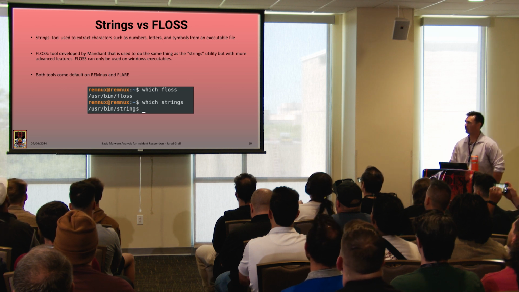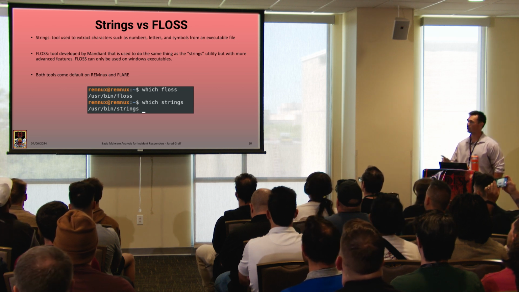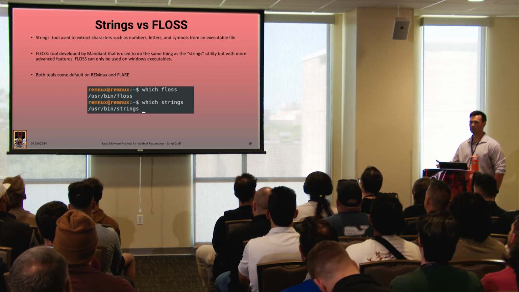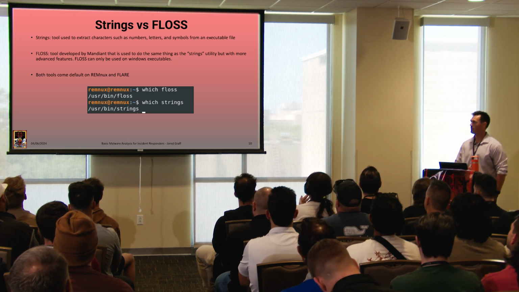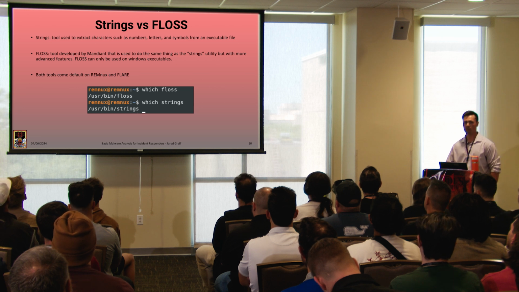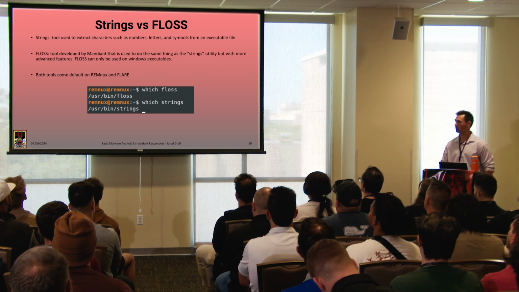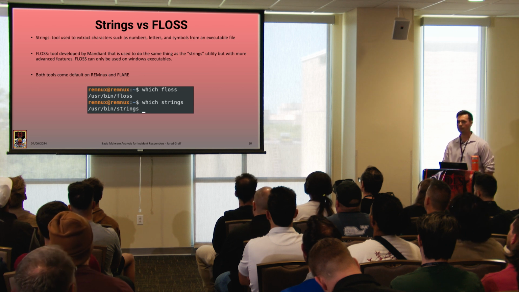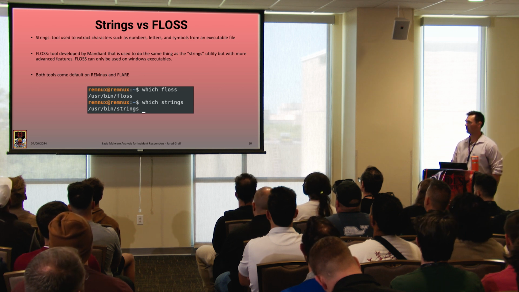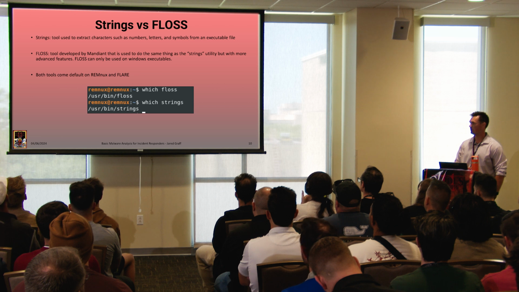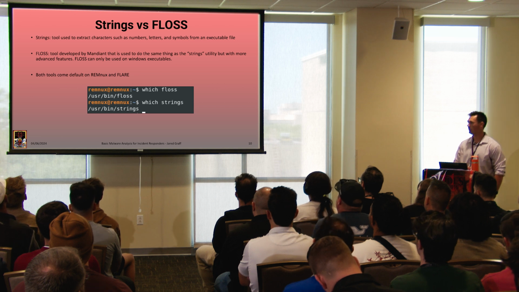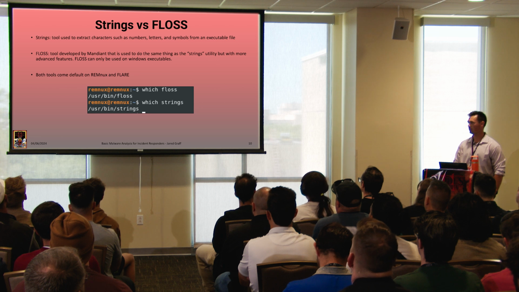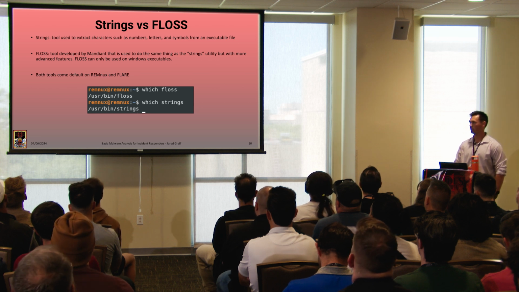Another key difference is FLOSS can only be used with Windows executables, whereas strings can be used with a variety of file types, whether Linux, Windows, or even PDFs. Note that both tools come by default on REMnux and FLARE. In the screenshot, I'm using the which command in Linux and specifying the binary I'm looking for, and you can see both of them exist in the /usr/bin directory.